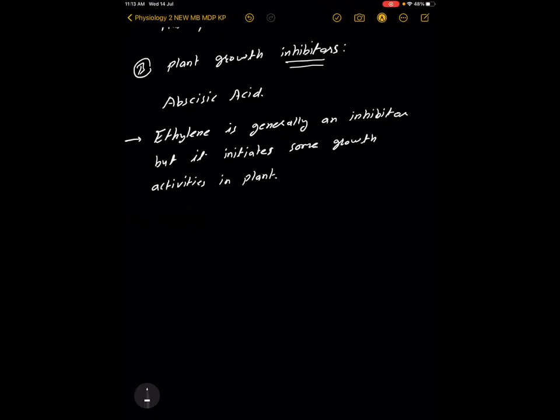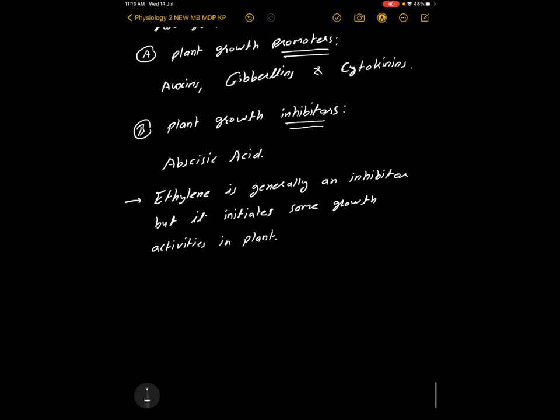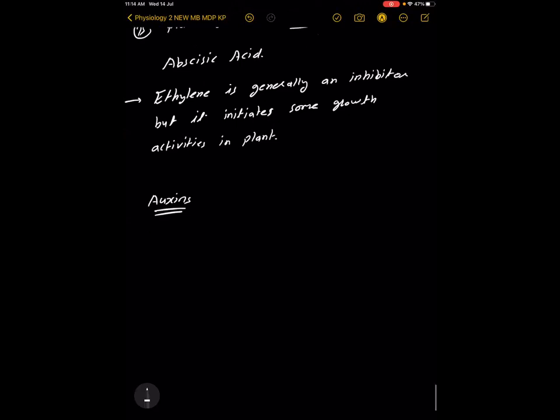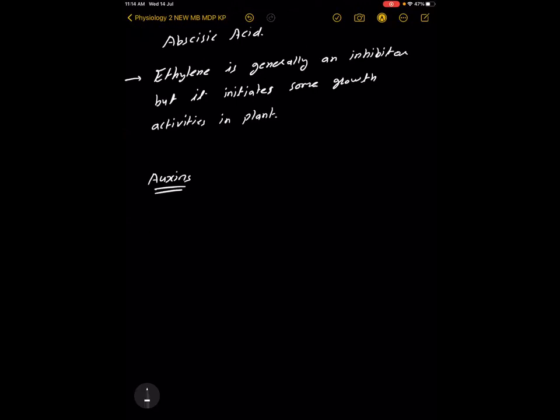Okay. Next, first of all, we'll take promoters. The promoter is auxin. First we will take auxin, then gibberellin, then cytokinin, and then among inhibitors, abscisic acid and ethylene. Fine, now auxins. Auxins are generally acids.